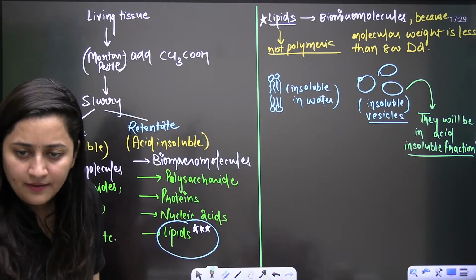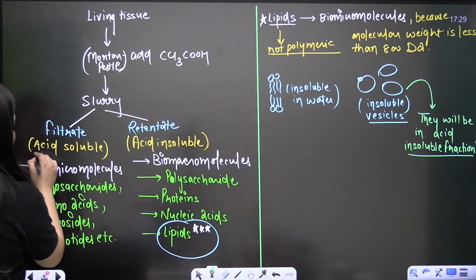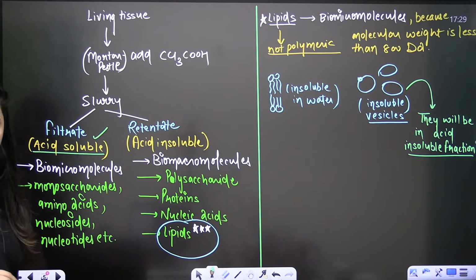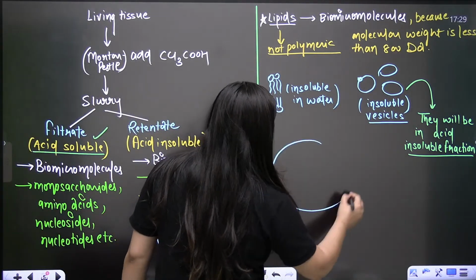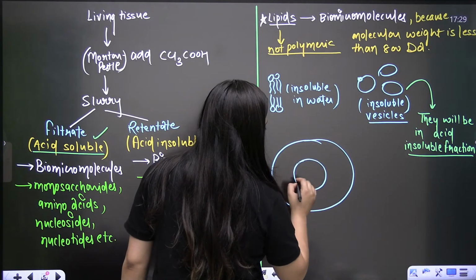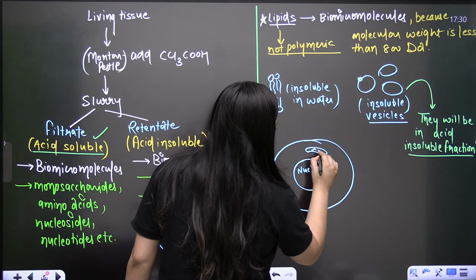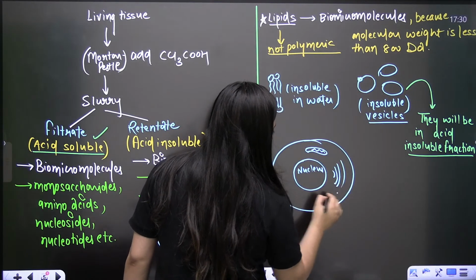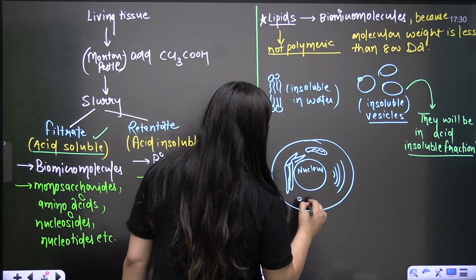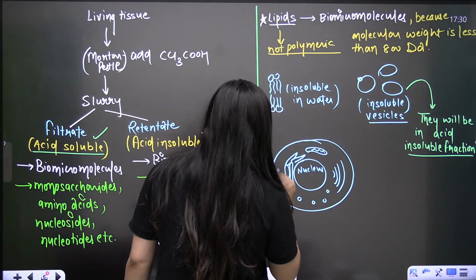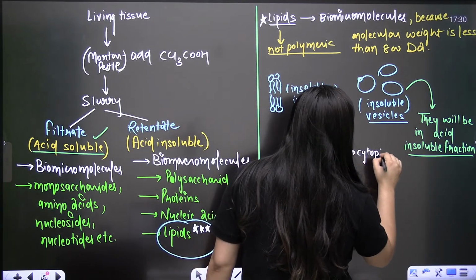Clear? Now, moreover, when you talk about the acid soluble fraction, do you know what it represents? When you talk about a living cell, a eukaryotic cell, you know that we have the nucleus here, we have the organelles here. And even the cytoplasm, the main arena of cellular activity, is also there.